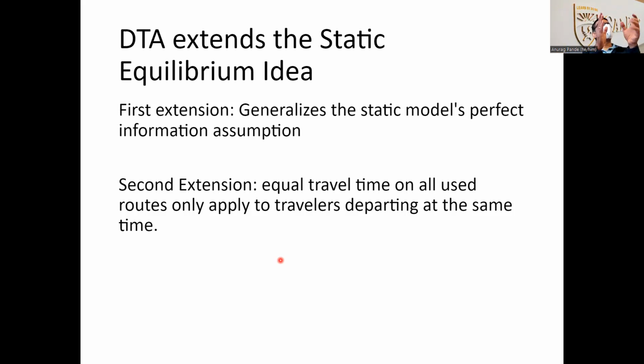Does that make sense? So when I say equal travel time on all used routes only applies to travelers departing at the same time, and now I'm saying same time means basically my whole window of simulation, that's basically what you're doing right now when you're doing static assignment, right? So I'm not generalizing that at all. And obviously you're not doing iteration, so you're not doing the first extension, but in terms of the second extension, that's what happens when you do the dynamic assignment.